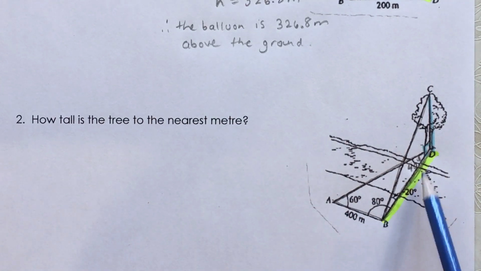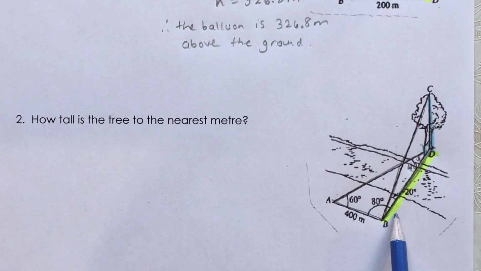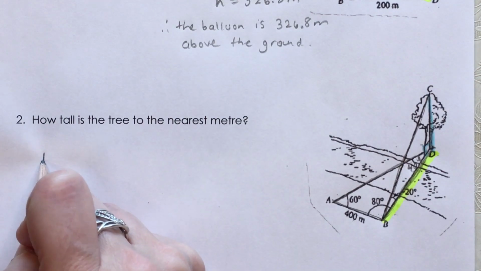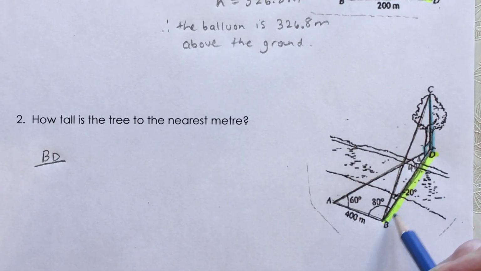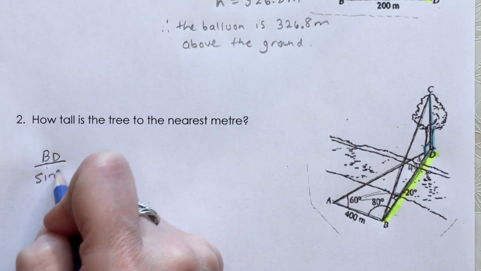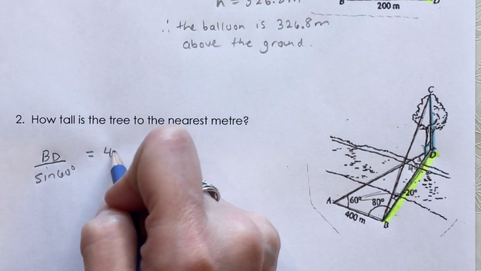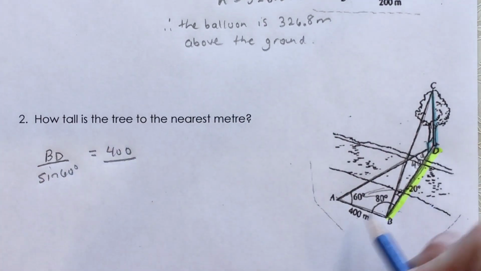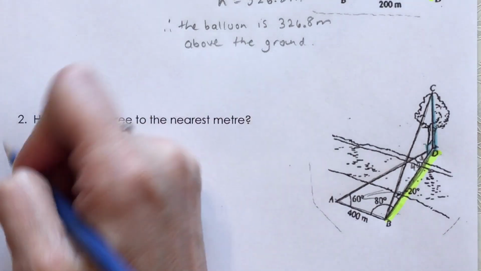Okay, so first we're going to find that shared side. And it's not a 90-degree triangle that's on the ground, so SOHCAHTOA is out. But we know all three angles and a side, so we can use the sine law. So we want to find this side BD here. So I'm going to start off by saying we want to find side BD, divided by the sine of the side opposite, so that would be the sine of 60 degrees, is equal to the side we know in that triangle, 400 meters, divided by the sine of its opposite angle, which we determined was 40 degrees.